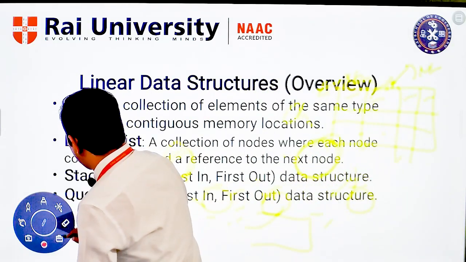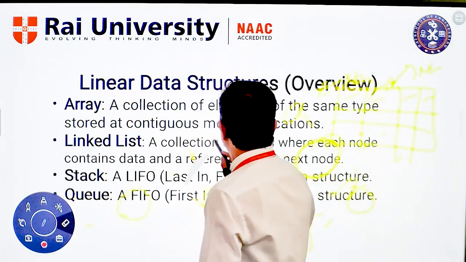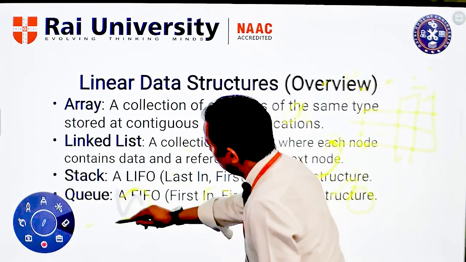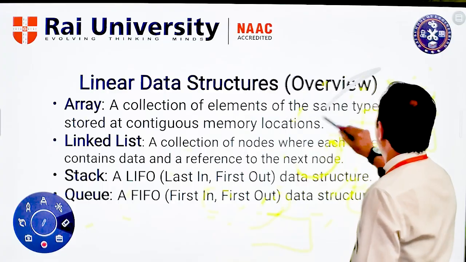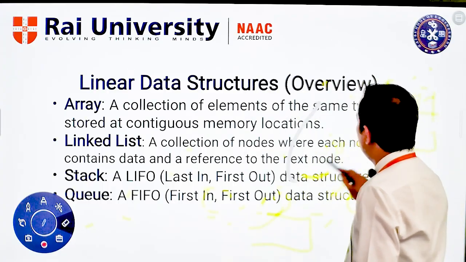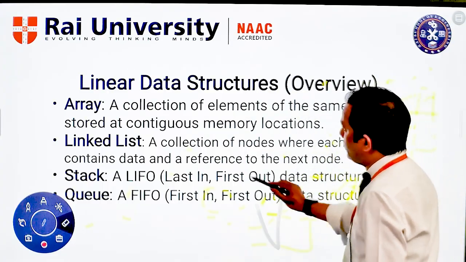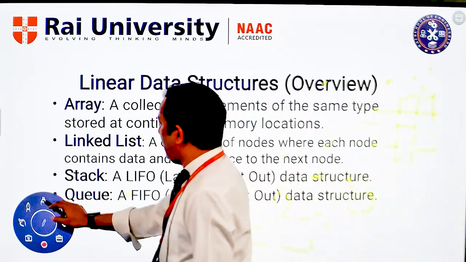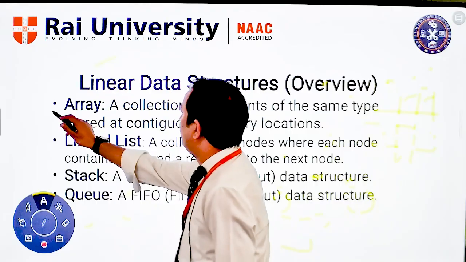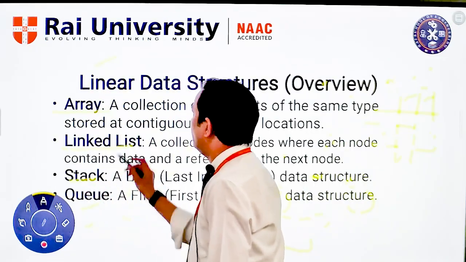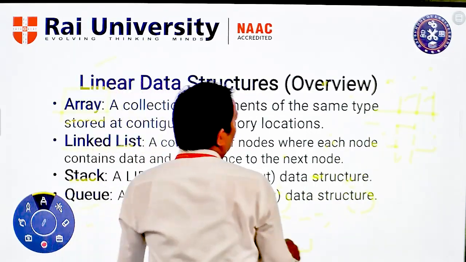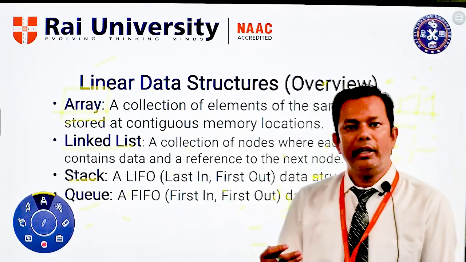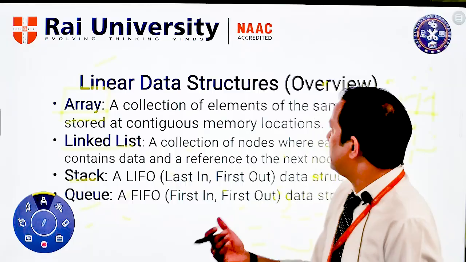Now, if we focus in more detail on the linear type of data structure, some examples are listed below: array, linked list, stack and queue. Let's understand what an array is. It is a collection, a method of arranging the data as per the requirement.